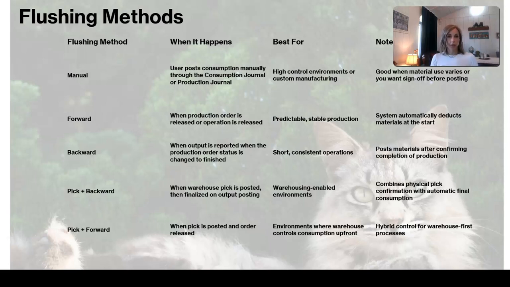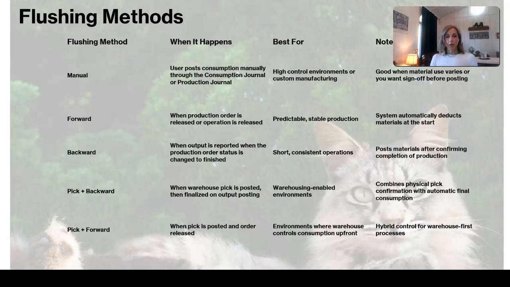That's typically best for a more custom environment, where what you're consuming could vary and you want exact cost. The forward flushing would be when you have a production order in the firm planned status and you change the status to released. That is when it will be flushed and consumed from your inventory. You typically want to have predictable, stable production. You don't want to be changing which production orders you intend to work on, so you're potentially consuming to the wrong projects. And this will automatically deduct that inventory when that status change happens.